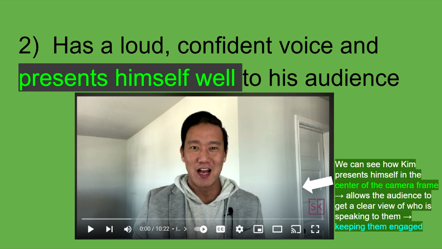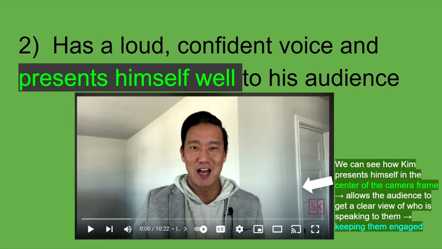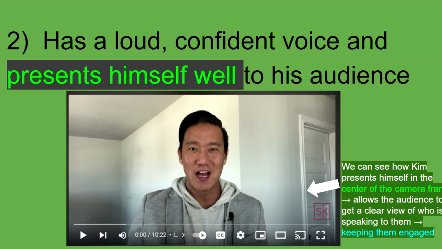Next, he has a loud, confident voice and presents himself well to his audience. We can see how Mr. Kim presents himself in the center of the camera frame. This allows his audience to get a clear view of who is speaking to them, which keeps them engaged. I don't know about you guys, but if I'm watching a video and whoever's speaking to me is not in the center of the camera, I am going to get distracted easily because I don't know what to look at.